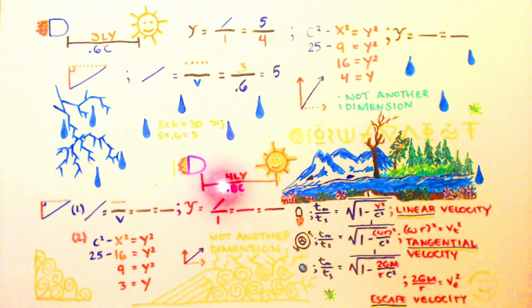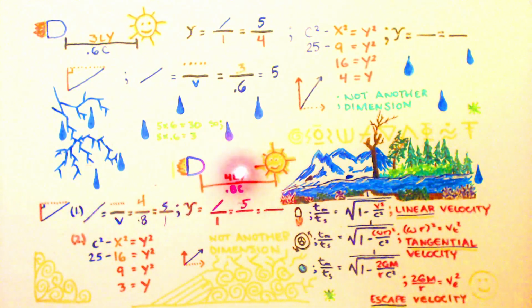So what do we do? Again, we do the same thing up there. It's already set up right here. So we just put our 4 here and we put our 0.8 here. 5 times 0.8 is 4, just like 5 times 8 is 40. So we know that's 5. So we put the 5 over here.